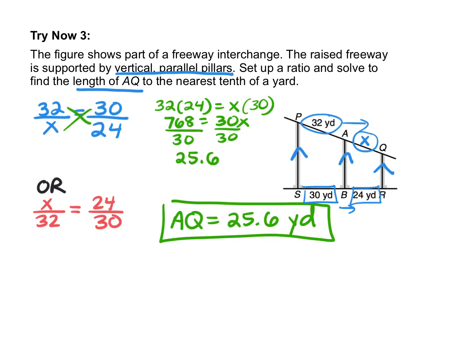All right, here is your solution. You should have gotten AQ equals 25.6 yards. You could solve the proportion either of the ways. The first way, I went from left to right. And the second way, I went from right to left.